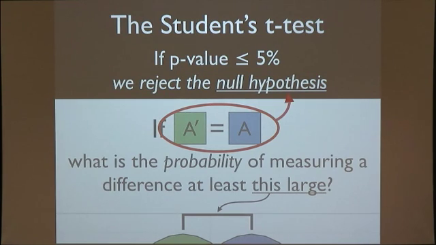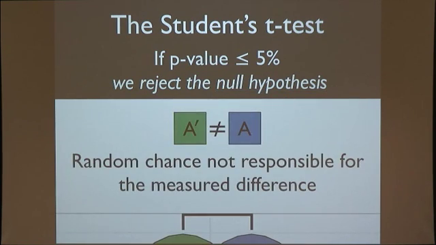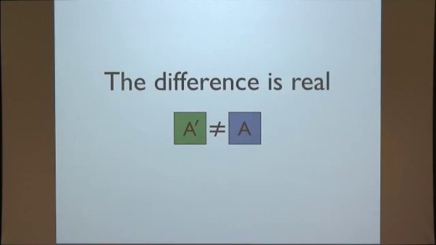The name of the game is we're going to try to reject, with very, very high probability, high confidence I should say, that the null hypothesis is true. And what that means in this case is that whatever we're observing is not due to random chance. In other words, the difference is real.